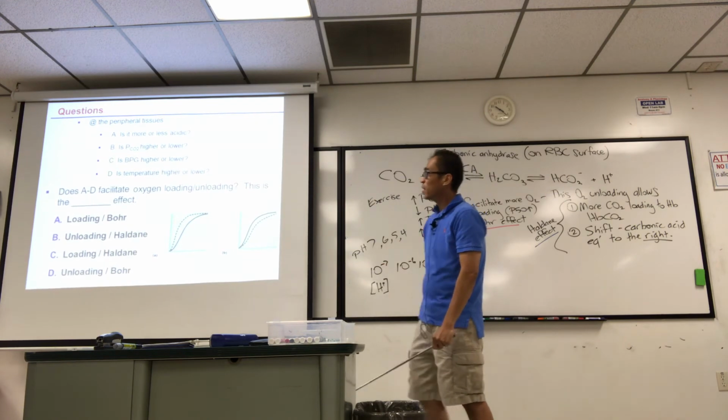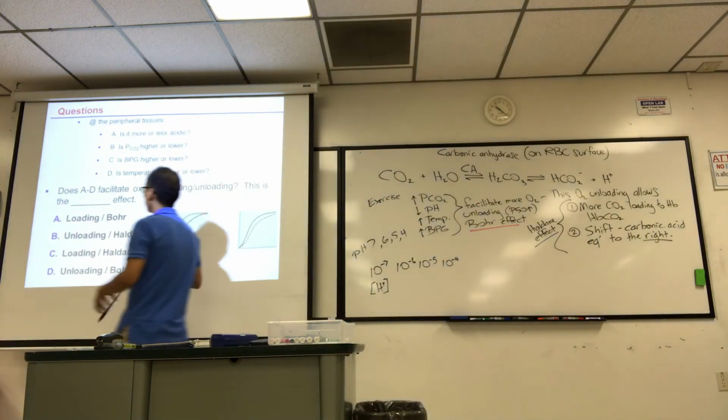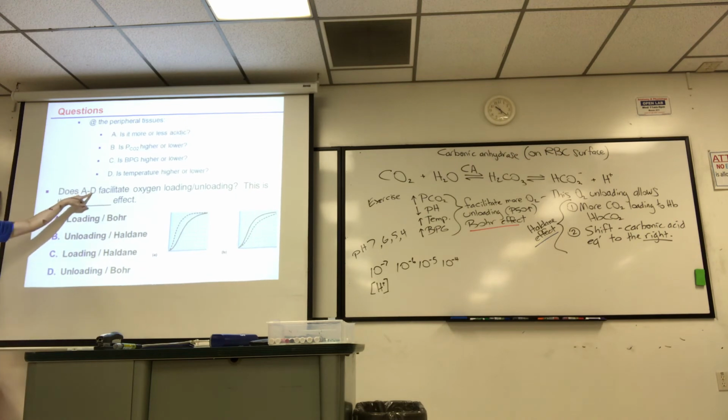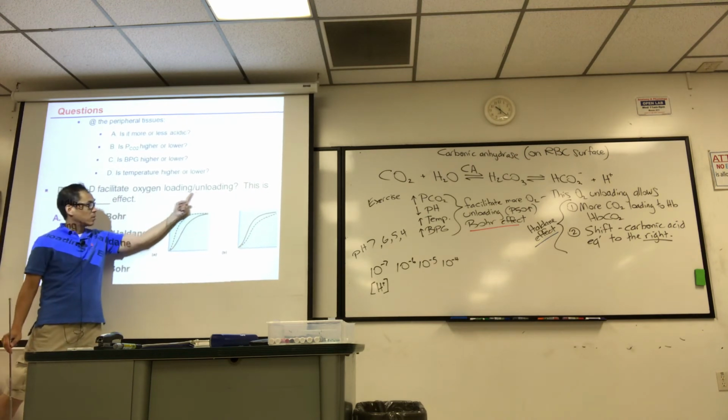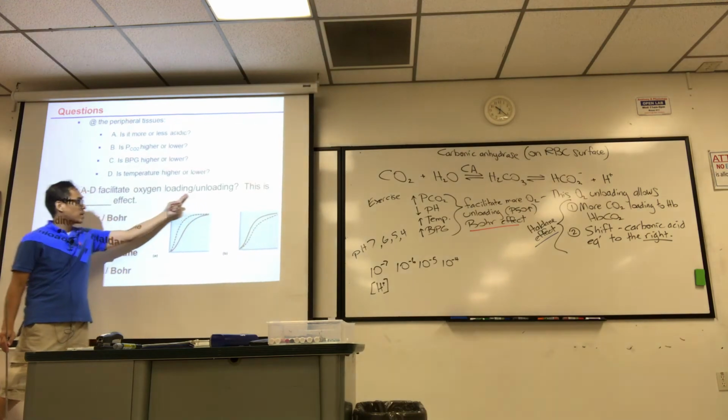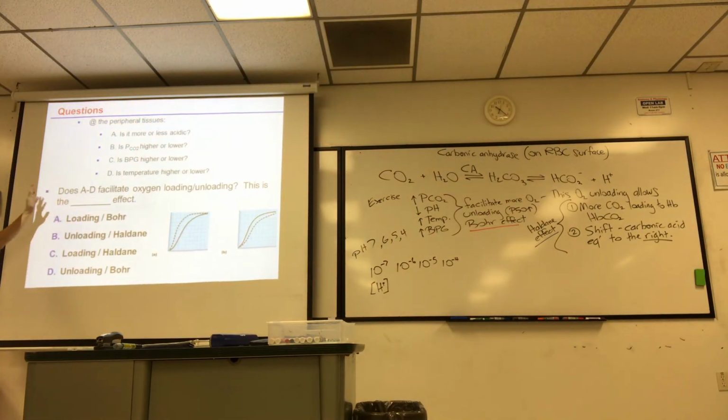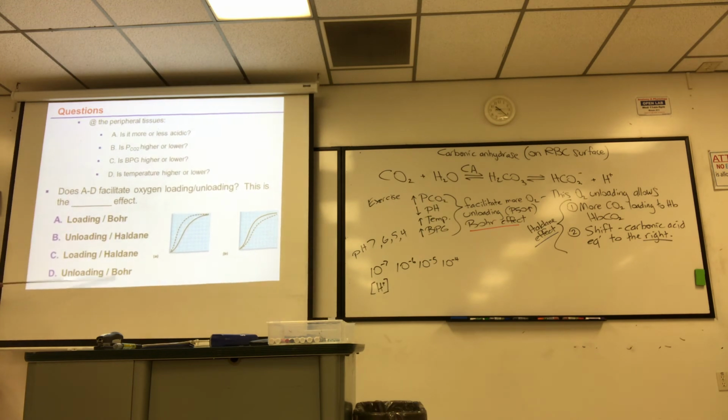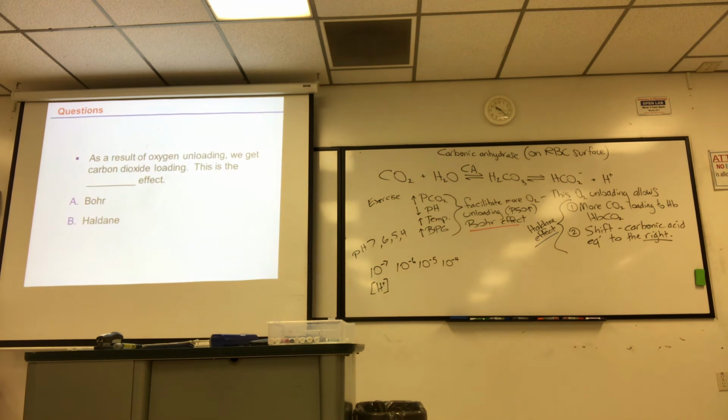Then I went into this thing here where I said, these things facilitate oxygen, which one was it? Loading or unloading? Unloading. This is the Bohr effect. So of these multiple choices, I was trying to get you to consider these things facilitate oxygen unloading. It's the Bohr effect. Choice D would be correct. Then I'm saying, lastly, as a result of oxygen unloading, we get more CO2 loading. And this is the Haldane effect. So that's kind of the train of thought I was taking you through.